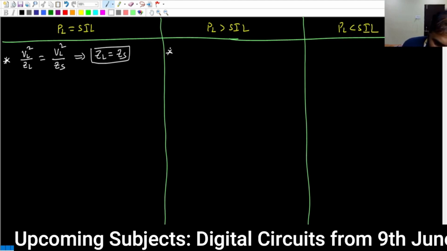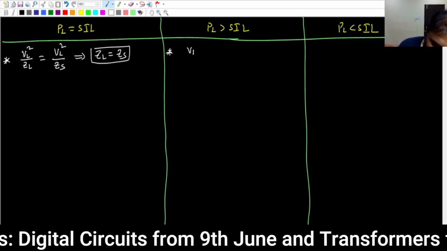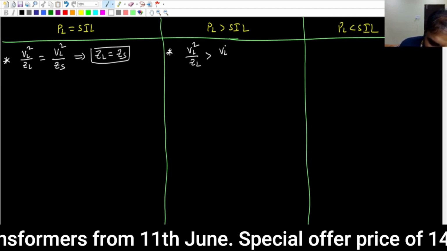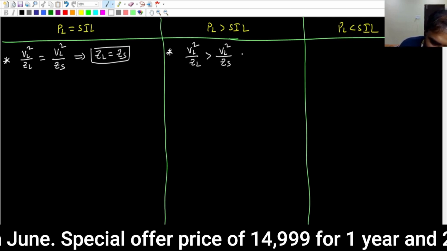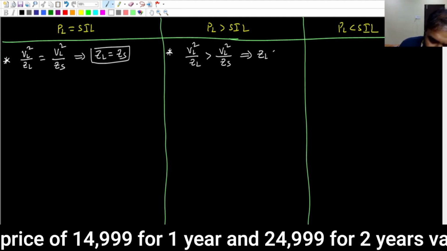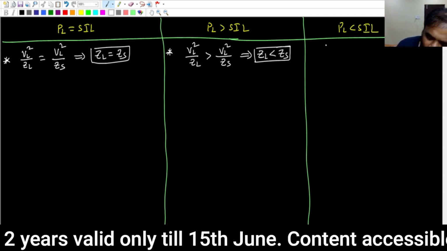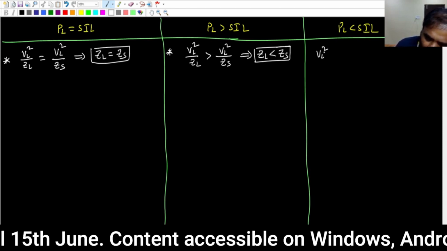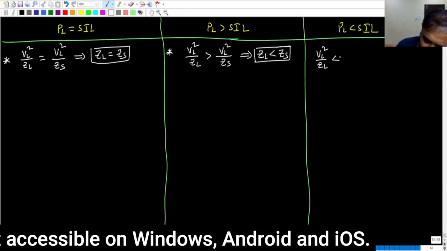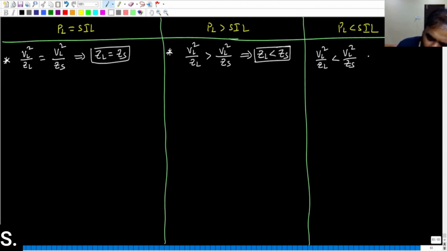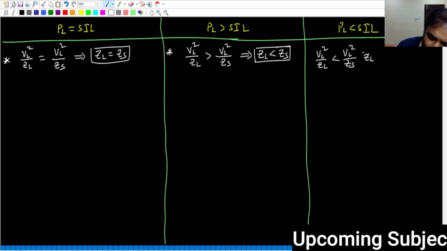First thing: load power VL squared by ZL is greater than surge impedance loading power VL squared by ZS. From here, load impedance is less than surge impedance. Correct or not? Now similarly, reverse here. Loading is less than surge impedance loading. So from here ZL we get what?